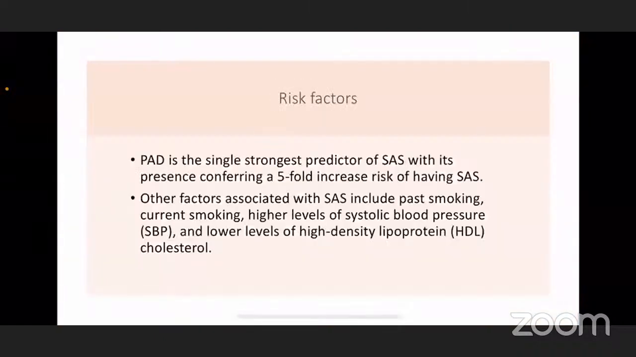Okay, let's talk about the risk factors. If we are talking about the risk factors of subclavian steal syndrome or subclavian artery stenosis, as we said, atherosclerosis is the most common cause. So what are the risk factors for atherosclerosis? As we know, smoking, whether past or current, high blood pressure and hypercholesterolemia, and PAD. PAD is the single strongest predictor of subclavian artery stenosis, with its presence conferring a 5-fold increased risk of having subclavian artery stenosis.